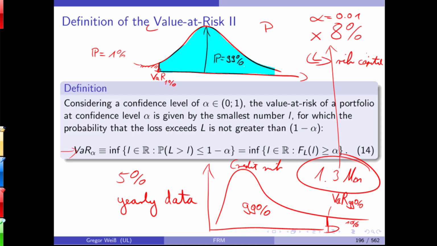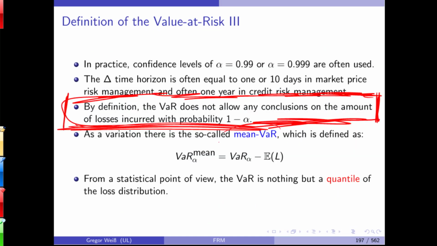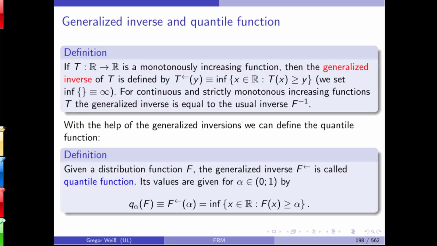And the available risk capital can be seen on the balance sheet. The required risk capital is calculated under regulatory rules, and one rule looked like this: value at risk times 8% equals required risk capital. And you can change it to mean VaR, same, just take the VaR minus the expected loss. But from a statistical point of view, the value at risk is nothing but a quantile of the loss distribution. And that's the value at risk.